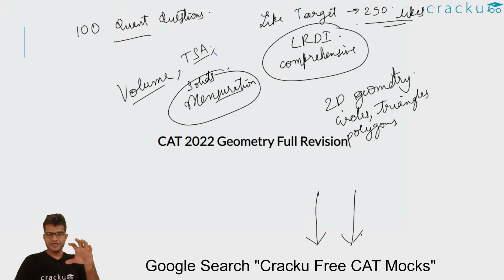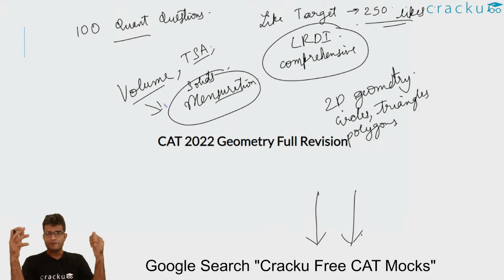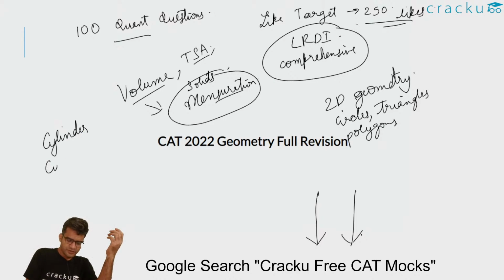Now, geometry in a lot of aspects is application of formulas. This application of formulas is a lot more present and a lot easier in mensuration. This is very, very formula based. So if you know the formulas for volume and total surface area of the important solids, what are the important solids? Like, say, cylinder, cube, cuboid, cone, sphere.